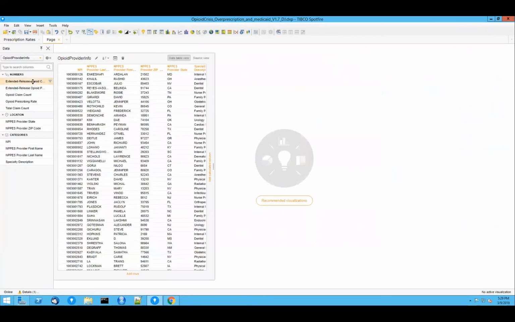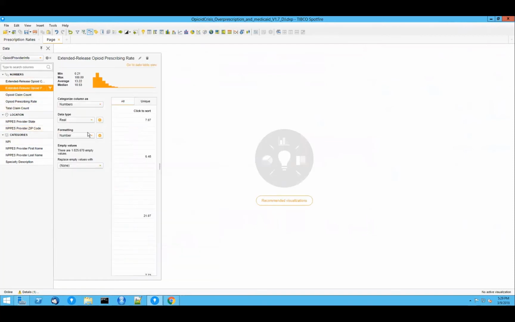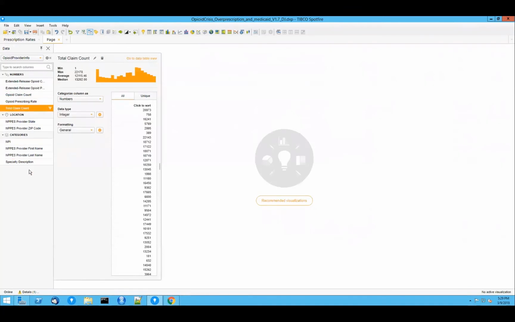The other table that's interesting is opioid provider info. This is the one that we're using a lot. We have information around opioid prescription rate. We have information around extended release, how much people have claimed for the states.